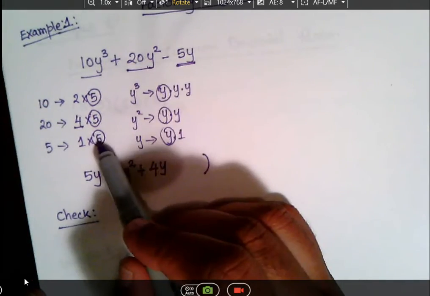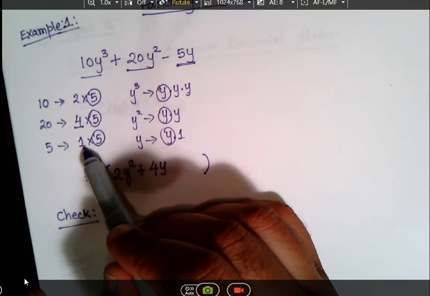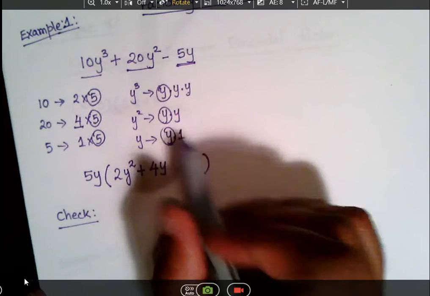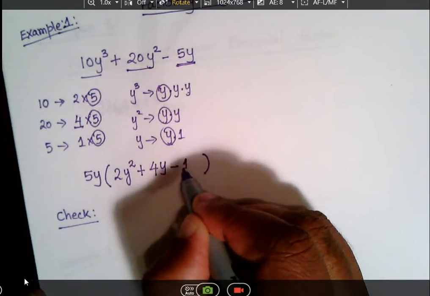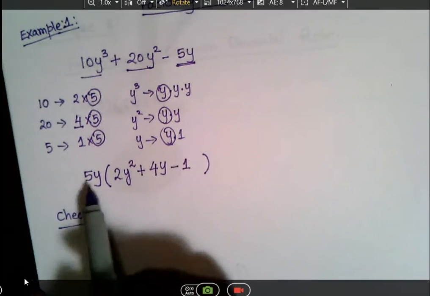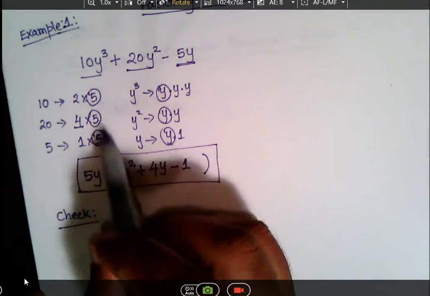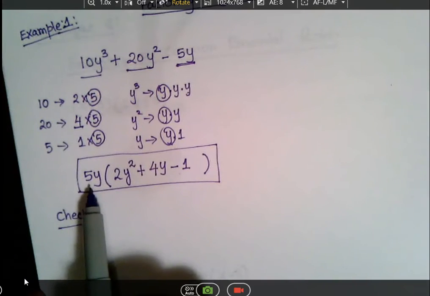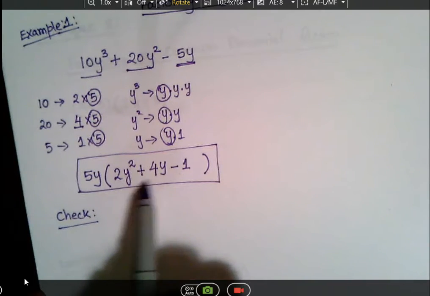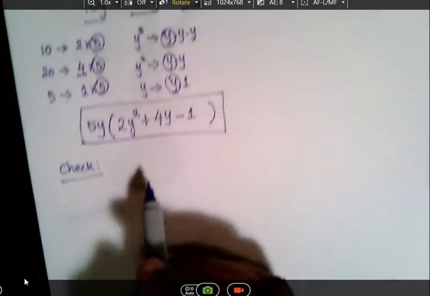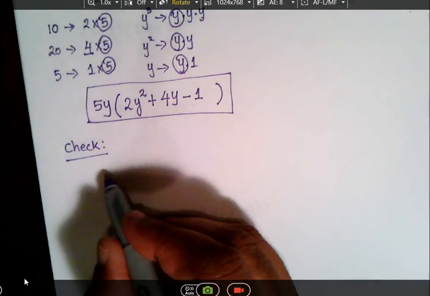My third term, I pulled out a 5. I have a 1 remaining. And I pulled out a y. I still have a 1 remaining. So that's a negative sign. 1 times 1 is a 1 is what is remaining. So this is my factored problem, right? So I found the factors of this polynomial. So my monomial greatest common factor, which is 5y, and whatever is left of my trinomial, I wrote in parentheses. Now I want to check if I did it correctly.